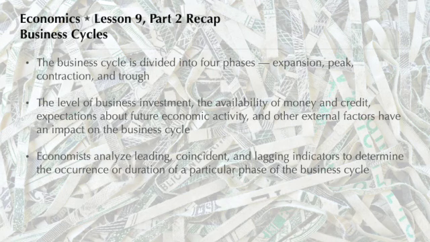So that's the way it is with Lesson 9, Part 2, Business Cycles. At this point, you should know that the business cycle is divided into 4 phases: expansion, peak, contraction, and trough; the level of business investment, the availability of money and credit, expectations about future economic activity, and other external factors have an impact on the business cycle; and economists analyze leading, coincident, and lagging indicators to determine the occurrence or duration of a particular phase of the business cycle.